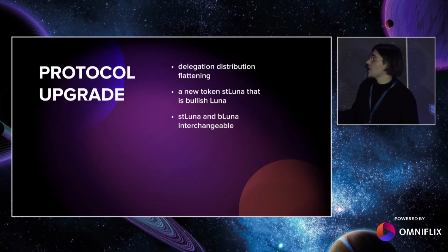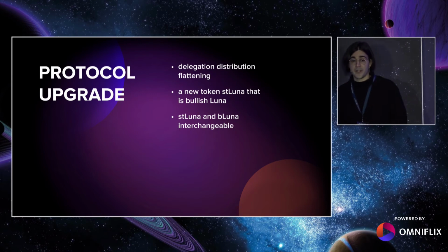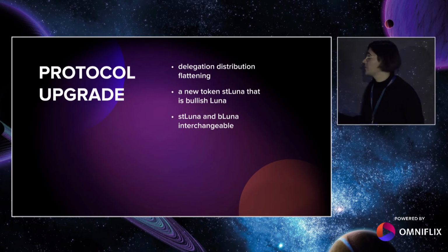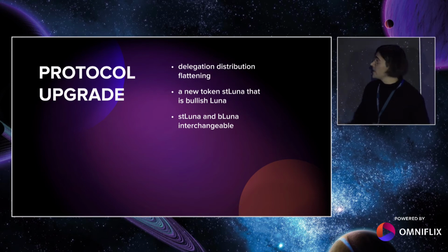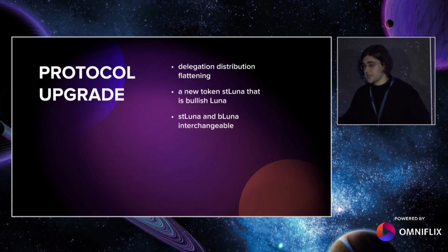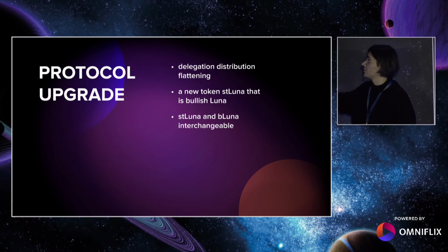The Lido team has come up with a protocol upgrade that aims to solve those issues. First of all, we've come up with a new token called STLUNA that is alongside the original BLUNA. They can be easily converted from one token to another in a single transaction. So BLUNA is not going anywhere, it's still there. But we have this STLUNA token.